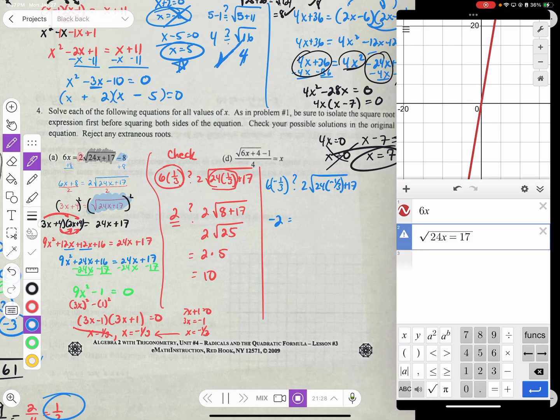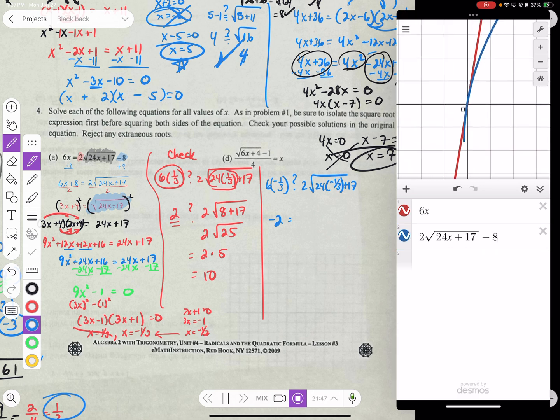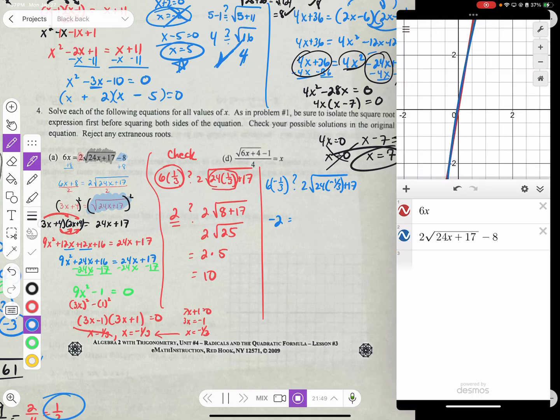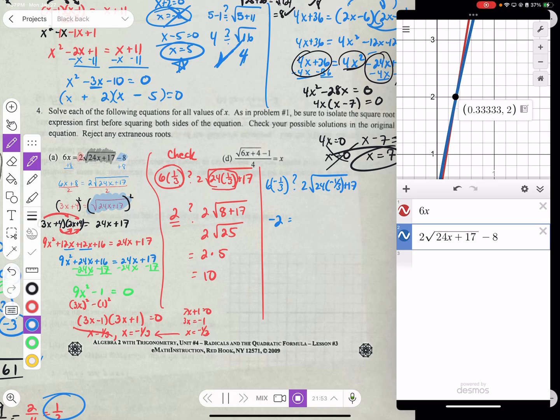24x plus 17. Got to have a 2 up front. That's not a very good looking 2. There's a 2, and then minus 8. There we go. There's my 2, my left side, my right side. I'm just curious, where do these two things cross? Looks like they intersected right there. So 1/3 should work. So where did my 1/3 go wrong?